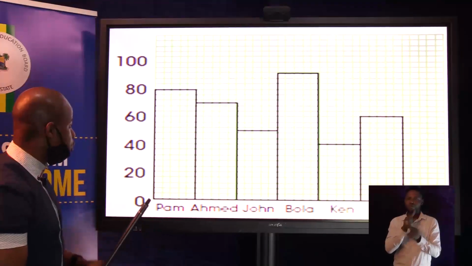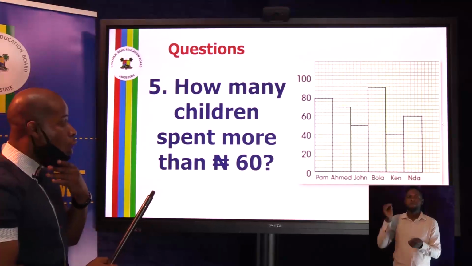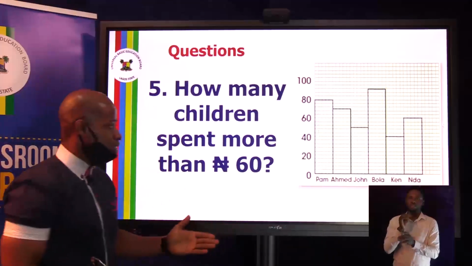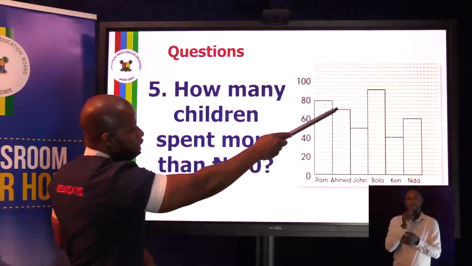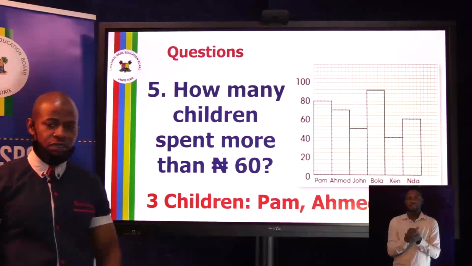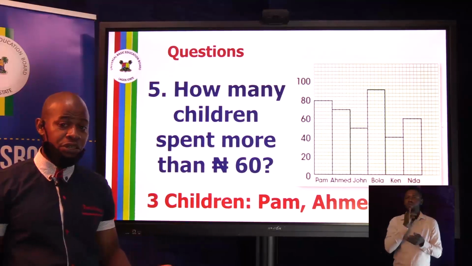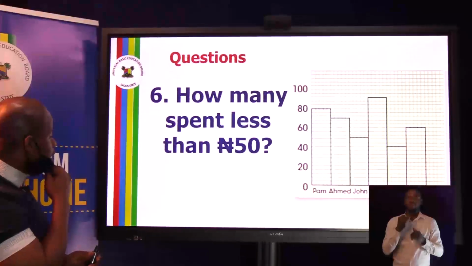So let's see what the question is saying. The question says, how many children spent more than 60? So we will not take this one that spent exactly 60 naira. So we only took those who have spent more, and that is Pam, Ahmed, and Bola. You begin to see that answering questions from bar graph is actually a breeze. It is very easy. Now, last question.